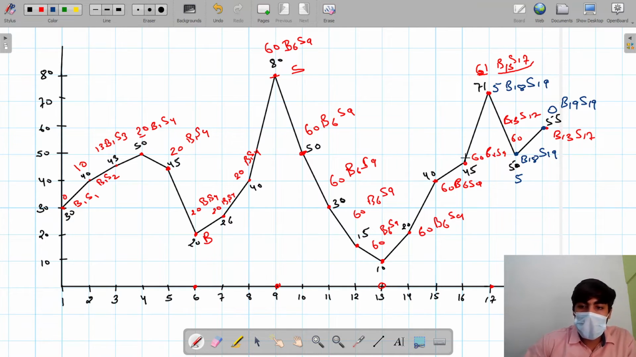Now move forward. 45. For 45, today buying is necessary. Using the time machine, move forward, finding the maximum price day. 71 is the maximum price day. Sell on that day, so we get a profit of 26. So what we are doing? Buying at 16, selling at 17.